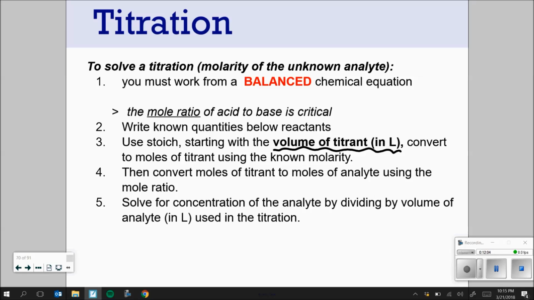Start with that volume of titrant in liters. Remember, convert from milliliters to liters first. Don't forget to do that. Then you're going to convert to moles of your titrant using your known molarity. Then you're going to convert from moles of titrant to moles of analyte using the mole-to-mole ratio, stoich. And then you're going to solve for concentration by dividing by the volume. All of this is going to make sense when you actually do it, so let's go ahead and solve.